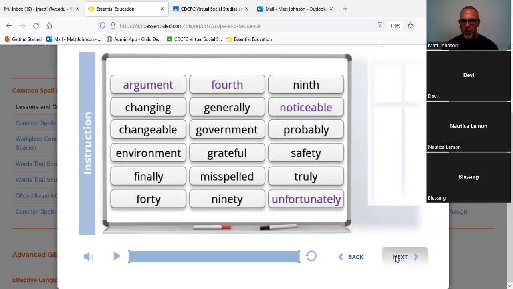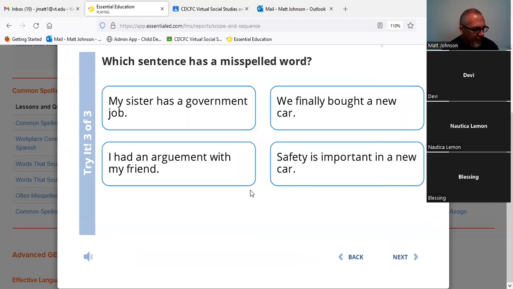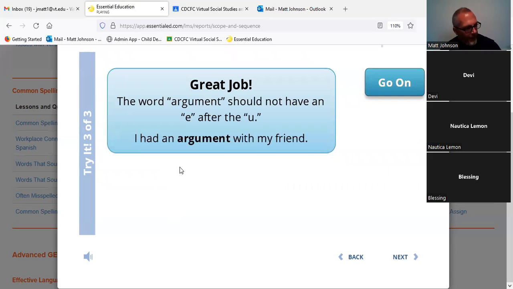So those rules are kind of inconsistent for certain reasons. Let's keep going here and take a look at the next question. Which sentence has a misspelled word? So I had an argument with my friend, right? So we would remove the E in argument. So it would just be A-R-G-U-M-E-N-T. Yeah, to spell argument. Great job. The word argument should not have an E after the U. I had an argument with my friend.